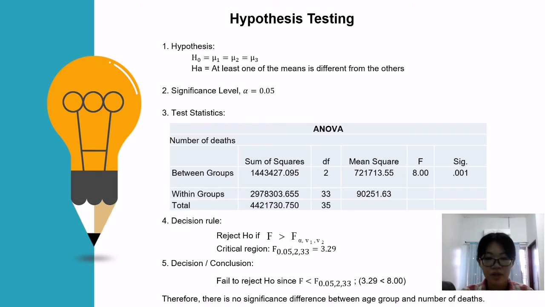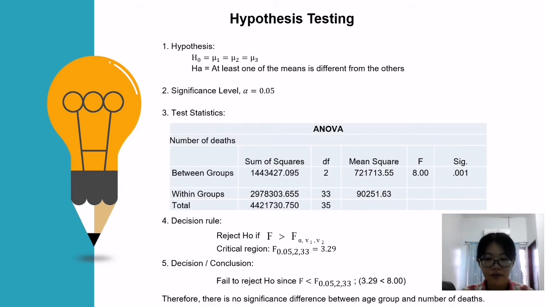In ANOVA, there are between groups and within groups. Between groups sum of squares is 143,427.095. Within groups sum of squares is 297,8303.655. Total is 444,1713.715. Step 4. Decision rule.